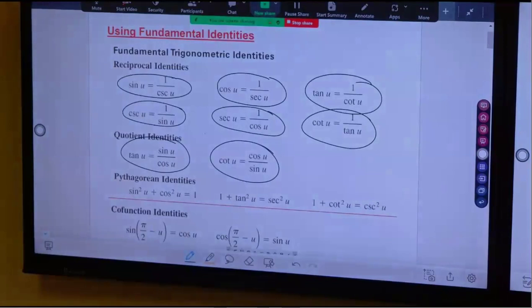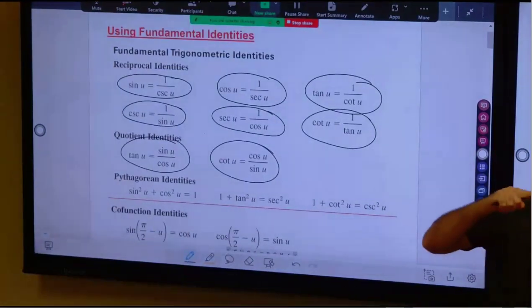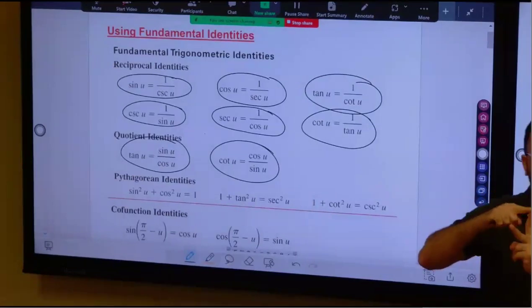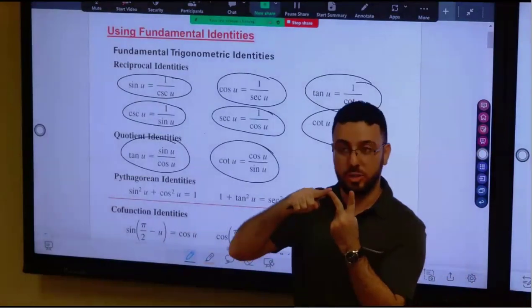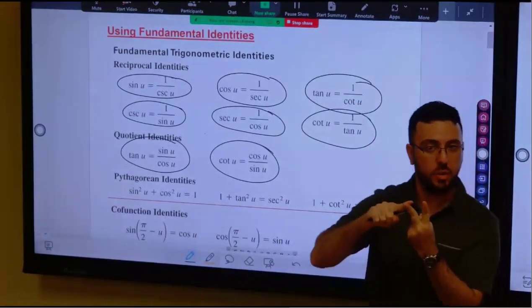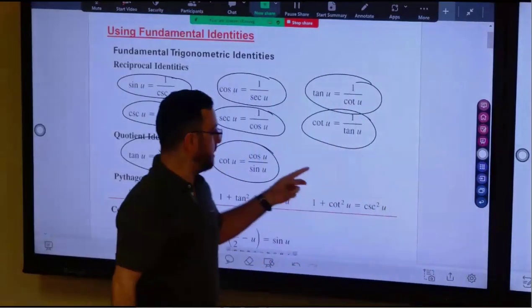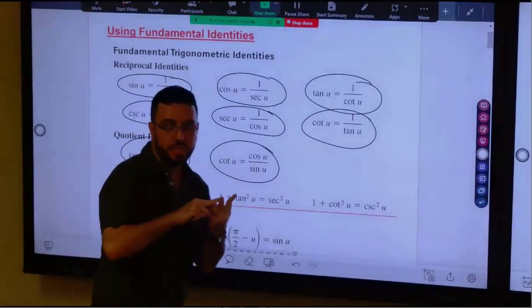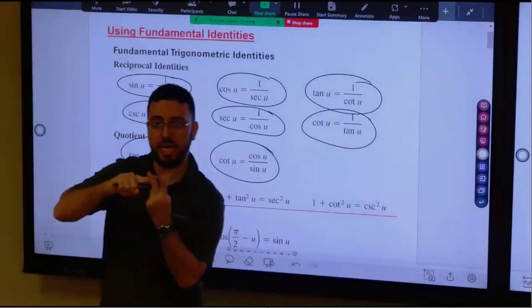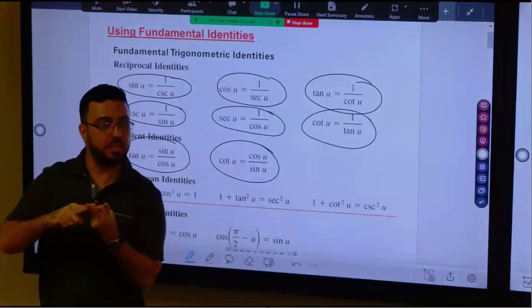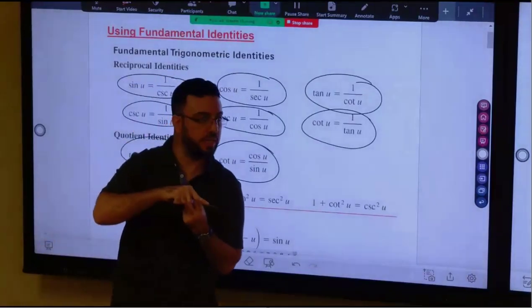So now, I know the sine goes with the secant. Yes or no? No. The sine goes with what? Cosecant. Sine is 1 over cosecant, and cosecant is 1 over sine. This is the first one. I know the cosine goes with secant. That means cosine is going to be 1 over secant. Secant is going to be 1 over cosine.